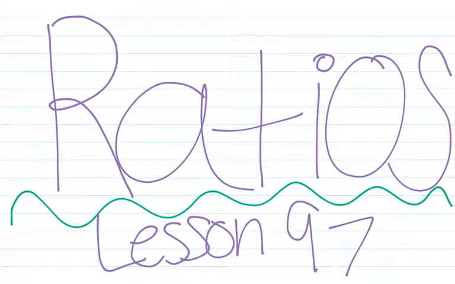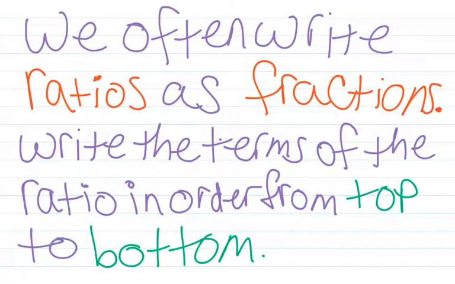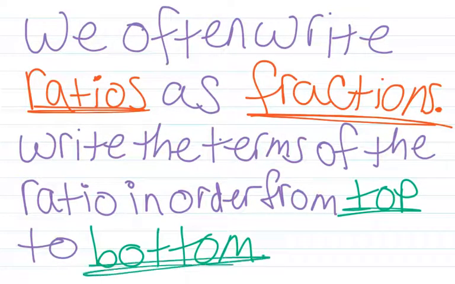You're really like, ratios? What is a ratio? Well, a ratio is a way of comparing numbers by division. Yes, I said division. Now, we often write ratios, this word right here, ratios, as fractions. Now, we've worked with fractions before, so we kind of know how to write a ratio. Now, in terms of the ratio, we write them in order from top to bottom, okay?